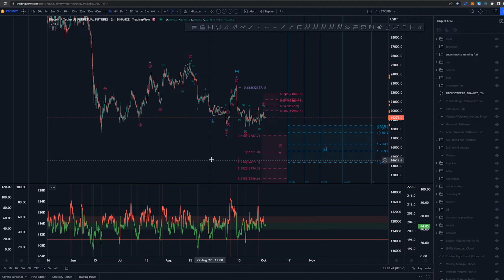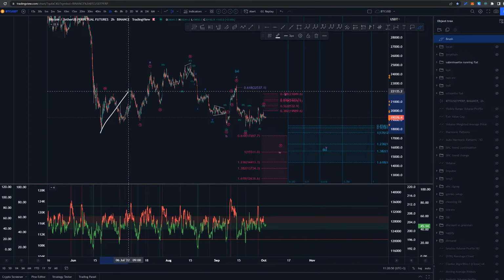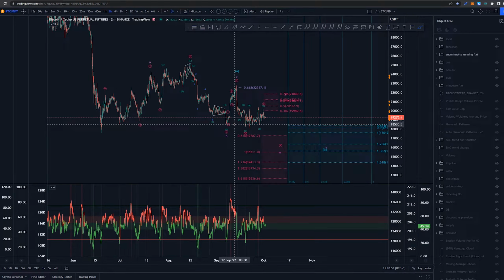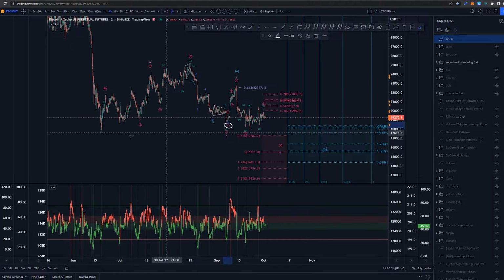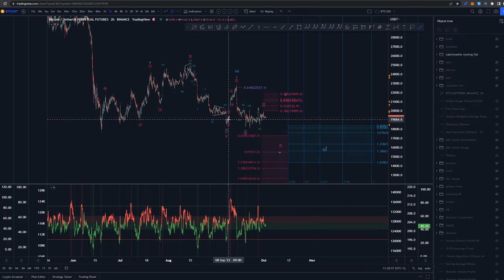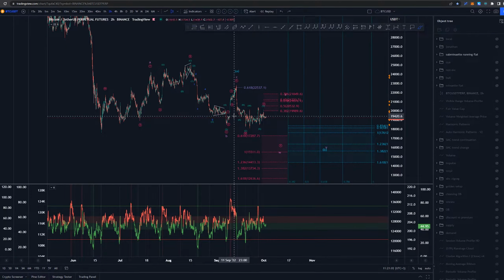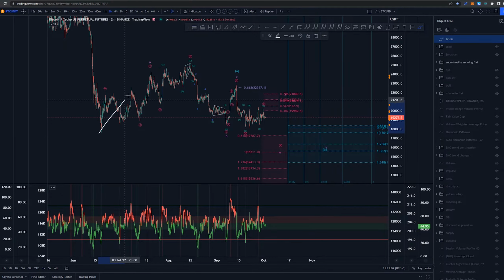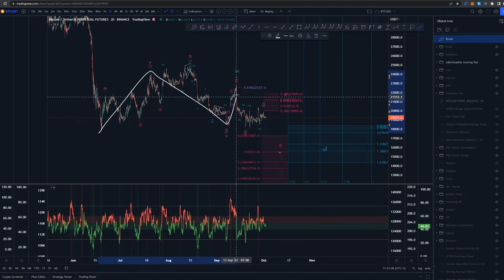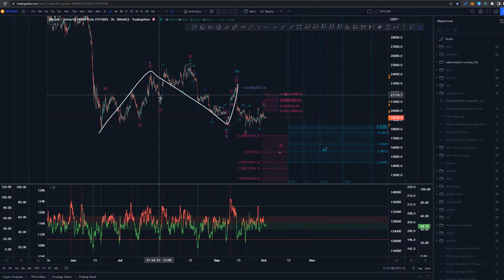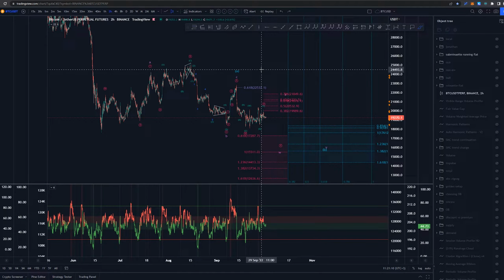Then of course the most ugly structure of them all. While valid, it is very ugly. A running flat in which we had, well, this is not even a running flat because we did not even take out this origin starts. This is just a truncated, I don't even know what this is, a truncated flat. I feel like A, B and C. C did not take out this high here.